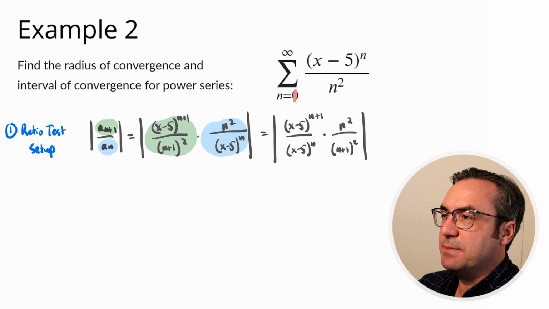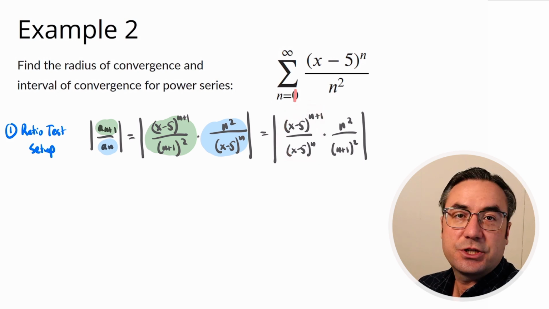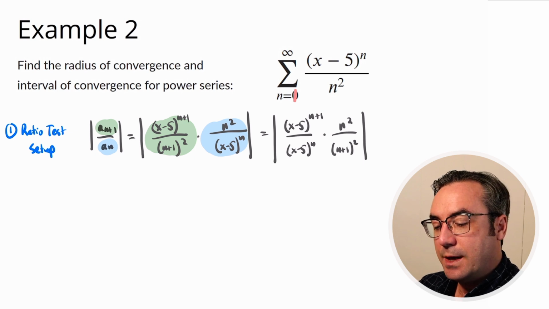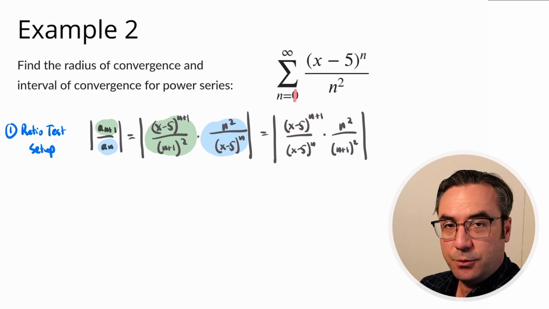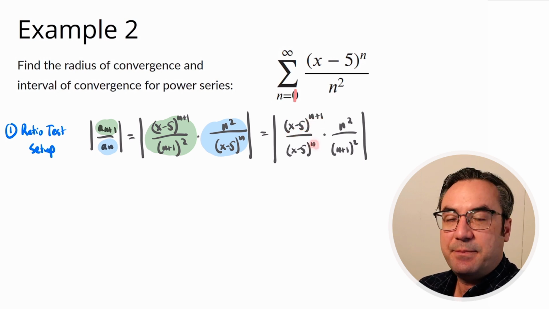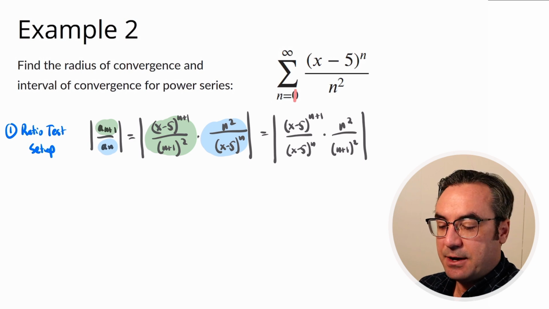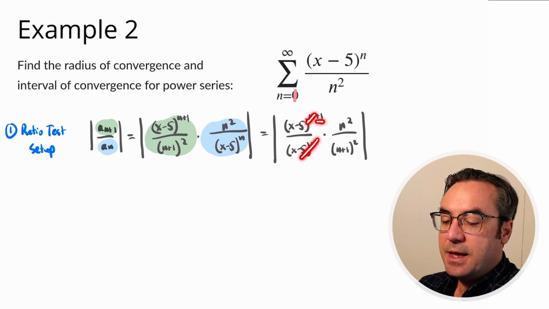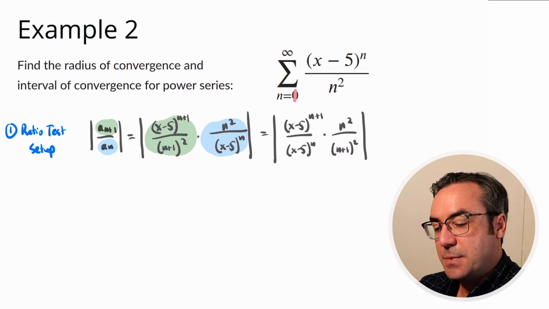And now we want to simplify. How can we simplify this first fraction with the x's? Well, we have n plus 1 copies of x minus 5 in the numerator, and we have n copies in the denominator. So we're going to be able to cancel things out. The powers are going to cancel, except we're going to have 1 extra in the numerator. So the first fraction simplifies to just x minus 5.